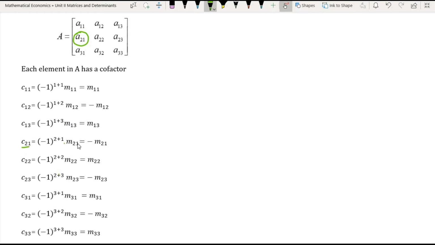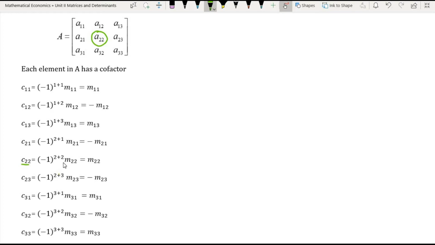Next, the cofactor of the element A21, denoted by C21, is equal to -1 to the power 2 plus 1 times the minor of the element A21. The element A21 is present in the second row and first column. Since its sum is equal to an odd number, therefore the cofactor of the element A21 is equal to negative of its minor M21.